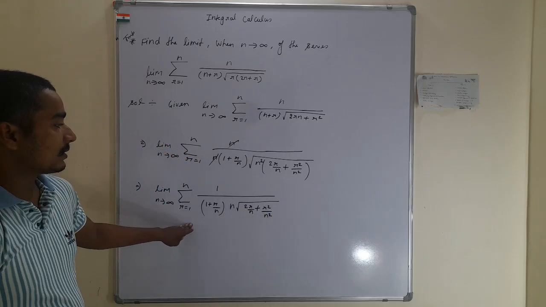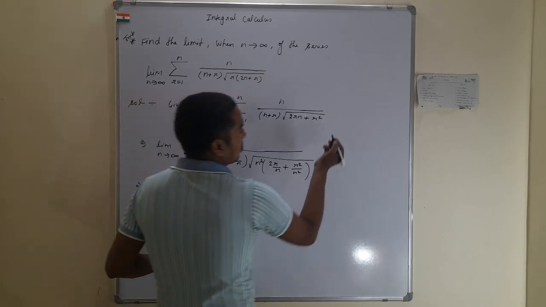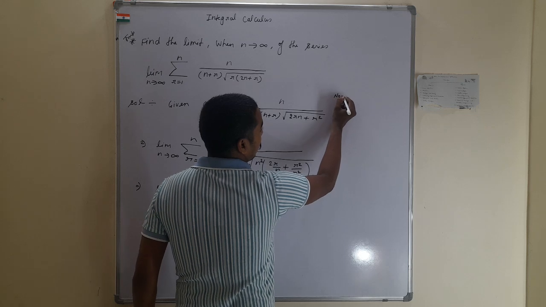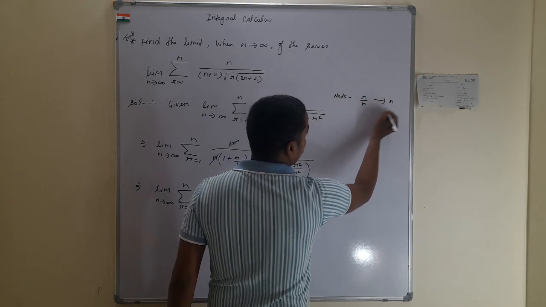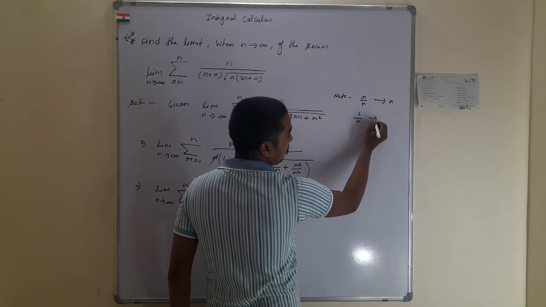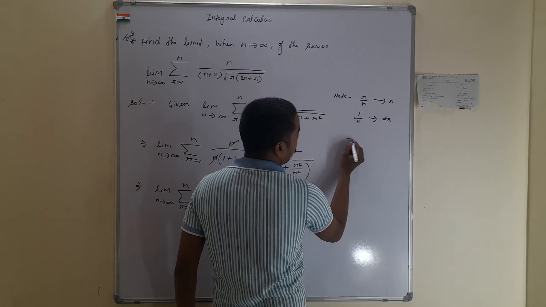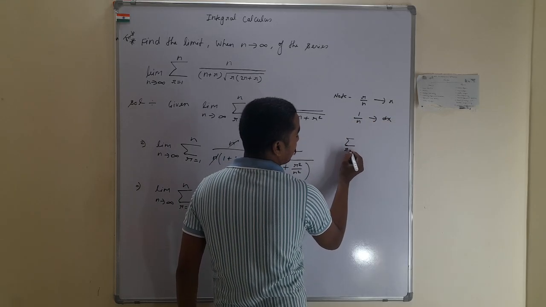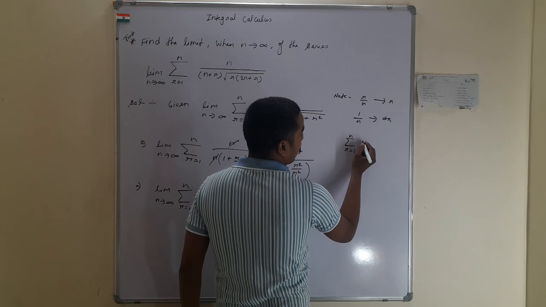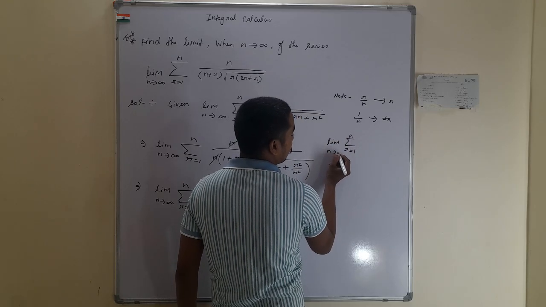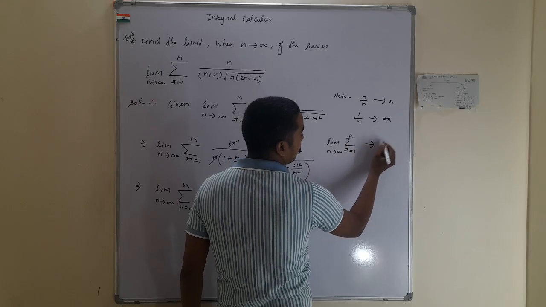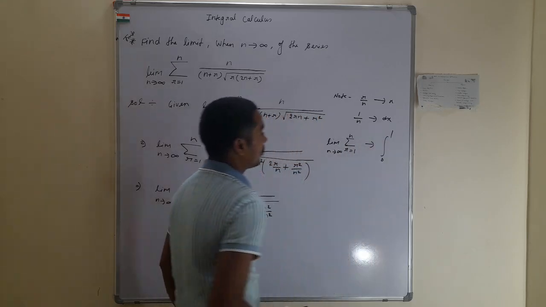In definite integral as a limit of sum, we must remember the sum rule here. r by n is replaced with x and 1 by n is replaced with dx, and summation r equals 1 to n with limit n tends to infinity is replaced with integral, limit 0 to 1.